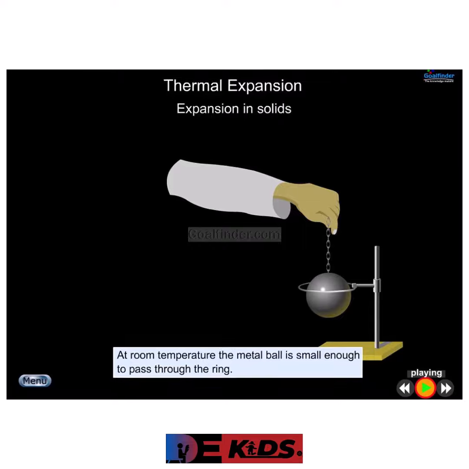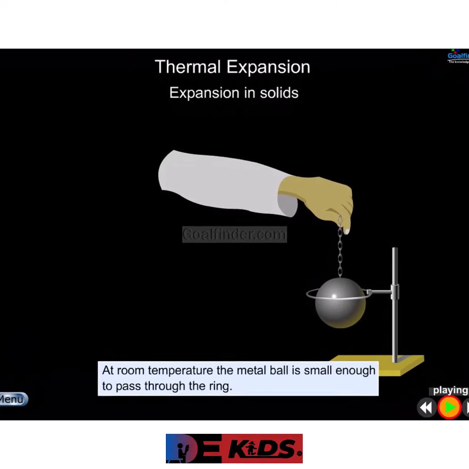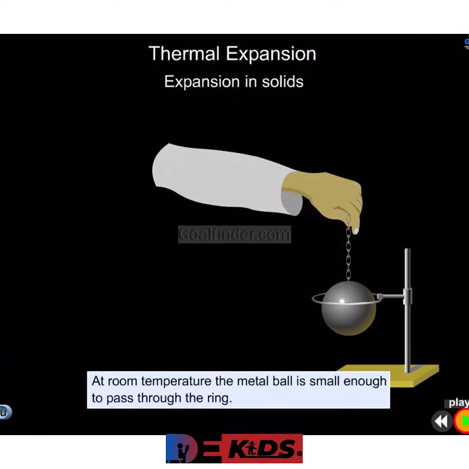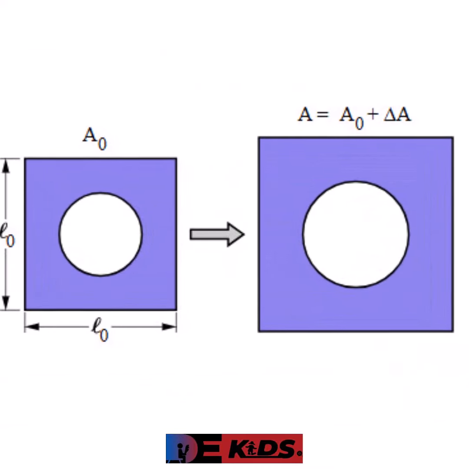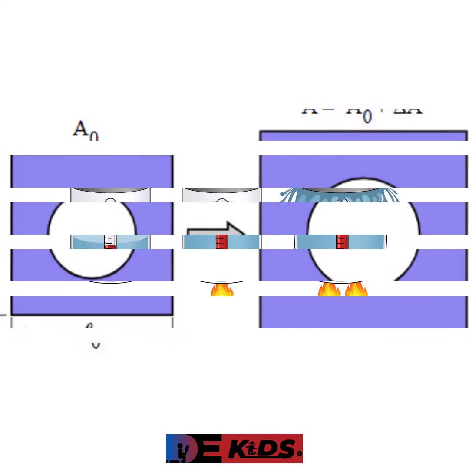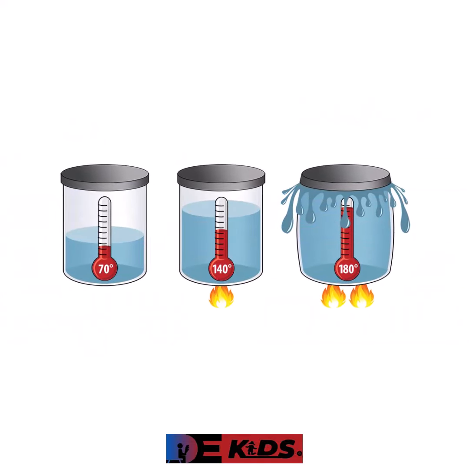This occurs because as the particles are heated, they gain internal energy and they move more. When they do this, the volume, or overall size, of the object increases. The particles in gases and liquids move more freely than in solids, so their volume increases more when heated.